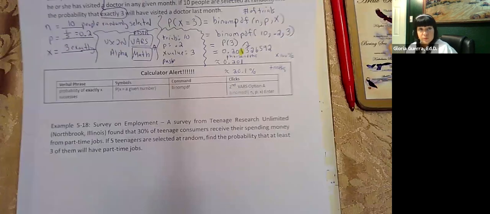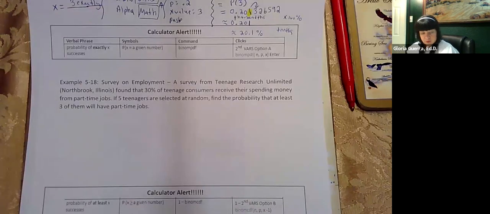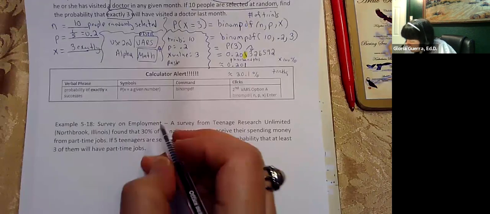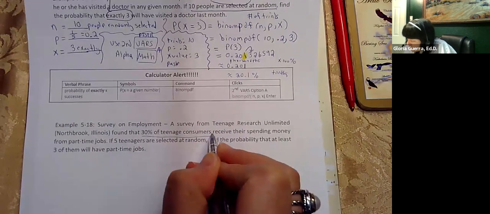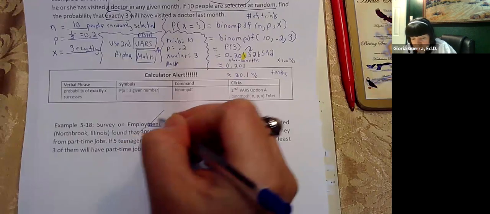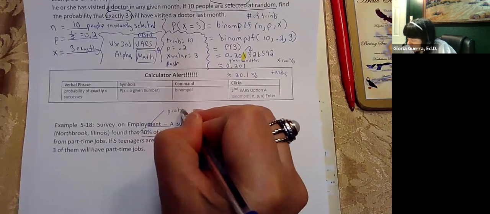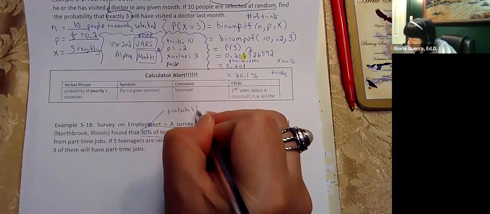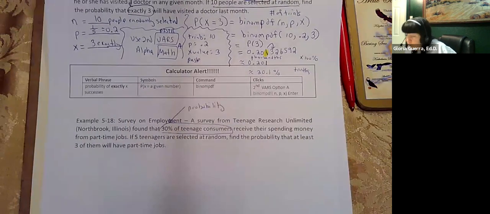Okay, here's another example. Survey on employment. A survey from Teenage Research Unlimited, this is from Northbrook, Illinois, found that 30% of teenage consumers receive their spending money from part-time jobs. Okay, so 30% of these teenagers. So that's your probability. And they receive their spending money from part-time jobs.